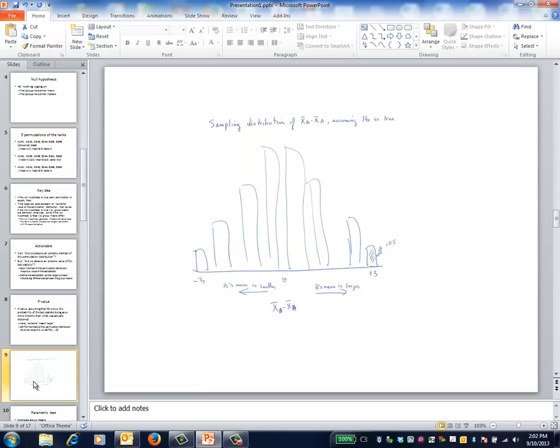This slide draws the distribution of the test statistic, assuming that the null hypothesis is true. The shaded area represents the p-value.